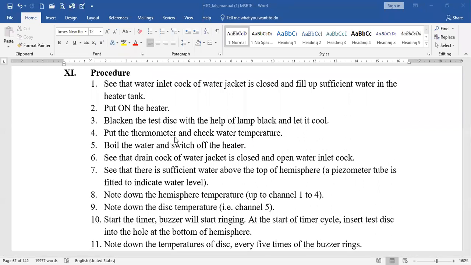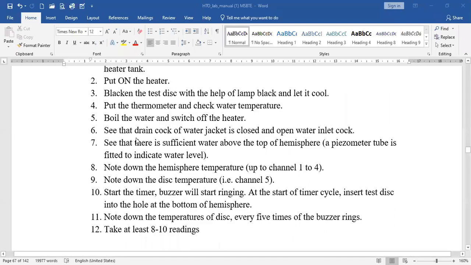Nowadays this arrangement is also changed. Now thermocouples or RTDs are provided. We can check the temperature of the heated water from the heater tank with the help of the temperature indicator only. Boil the water and switch off the heater. Now 60 degrees Celsius to 90 degrees Celsius is more than sufficient to check the temperature of the black plate. See that the drain cock of the water jacket is closed. So before starting the actual experiment, you have to check whether the drain cock is closed or not.